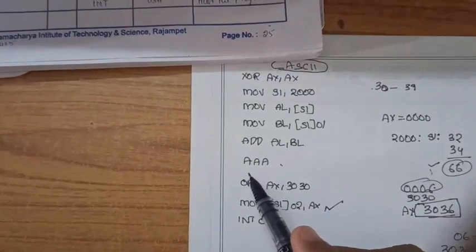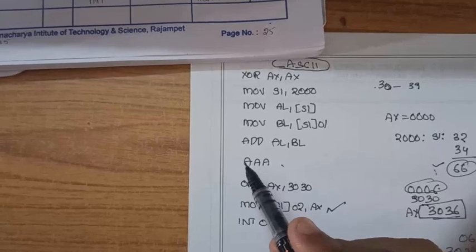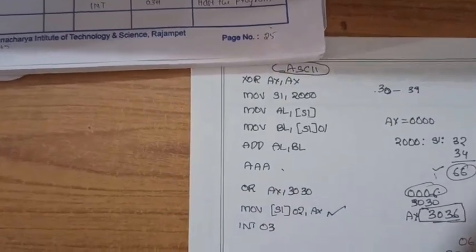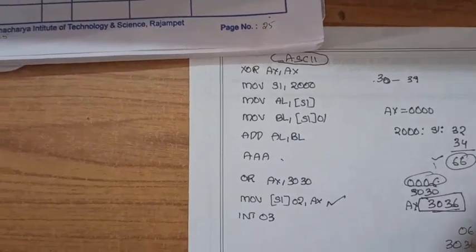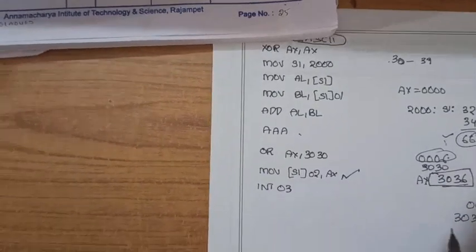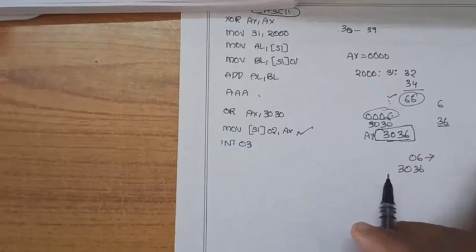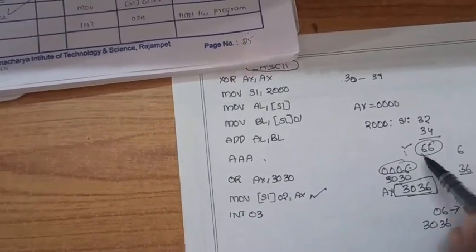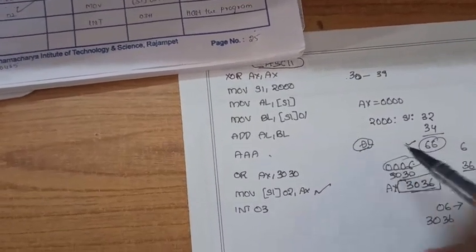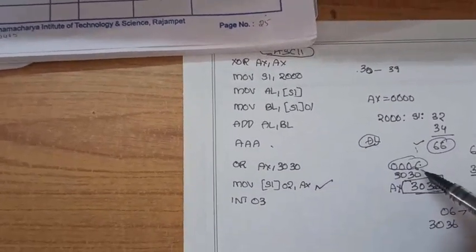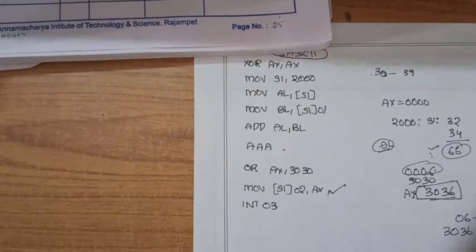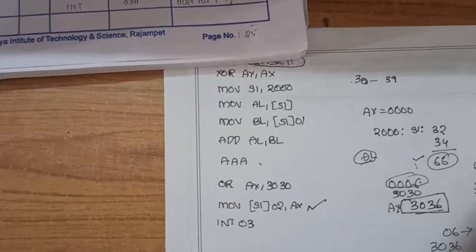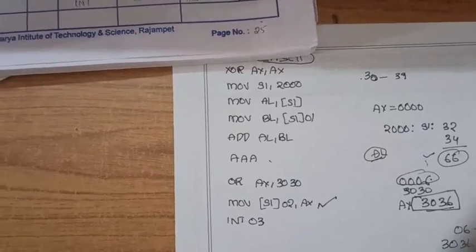See, the details about ASCII adjust after addition will be clearly discussed in your theory classes, but from the lab point of view, you just need to understand the operation of AAA. It converts the packed data available in the AL register into the format which is sufficient for converting into ASCII. So that's the only point to be remembered. So let us check the execution of the same program.